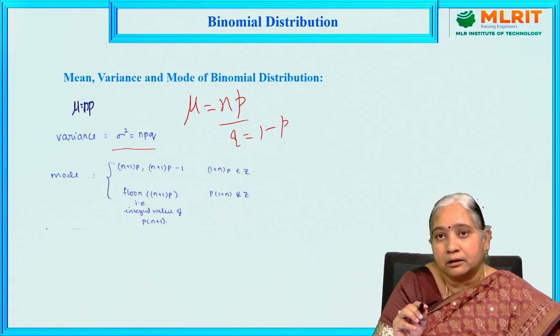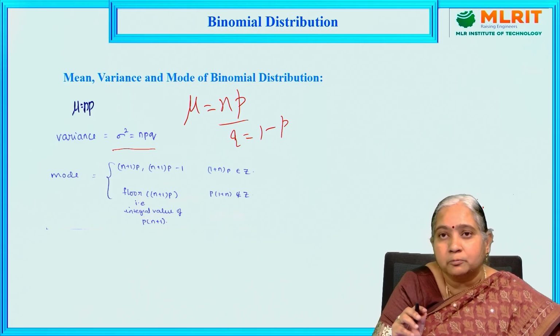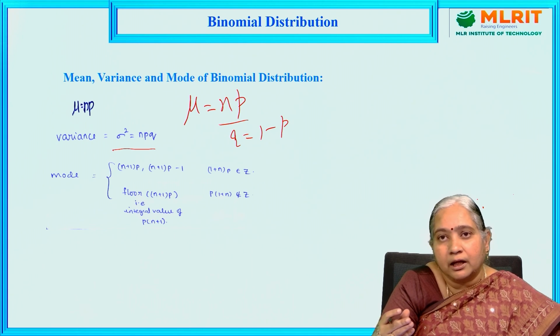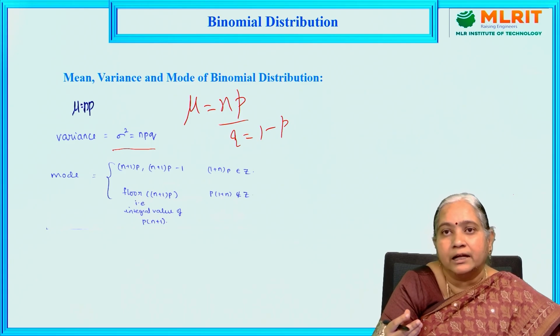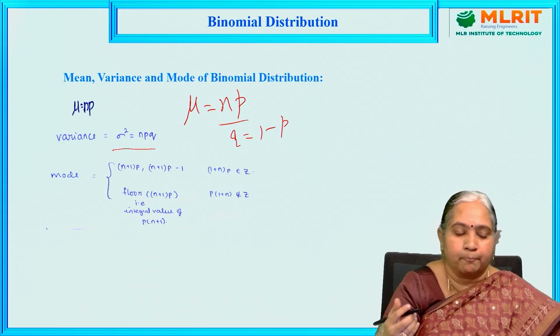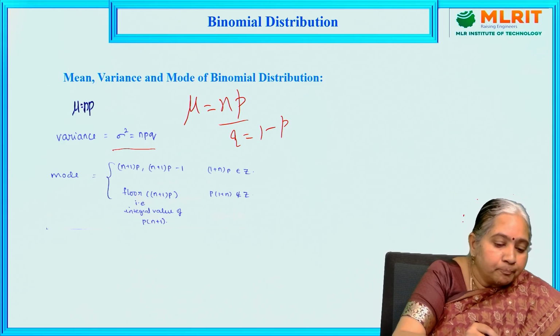And moreover, in the binomial distribution, there are only two possible outcomes, that is success or failure. So what is the probability of success? If we know the probability of success, we can find the probability of failure from the total probability p plus q equal to 1. So next, mode.